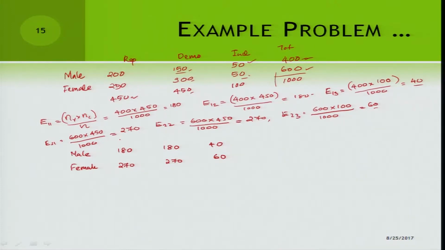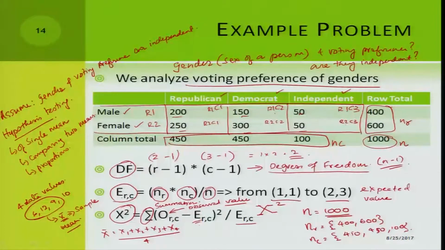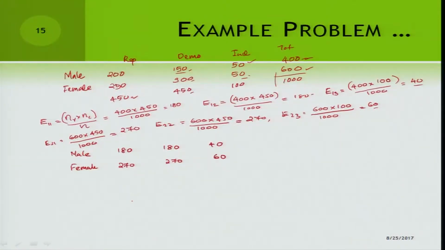By the previous equation, you have calculated all the expected values now. Now you have to calculate the chi-square. The chi-square equation, we know, is calculated by sigma, the summation, of the observed value of row column minus the expected value of row column, the square of that, divided by the expected value of the row column.